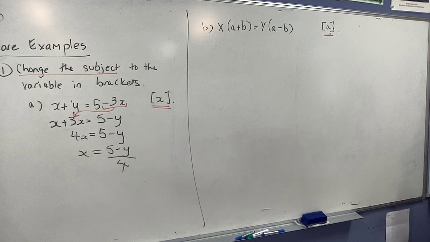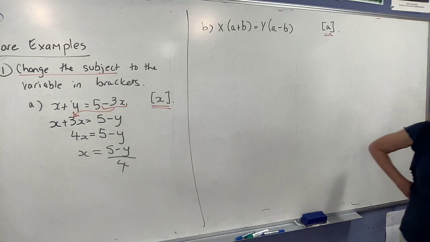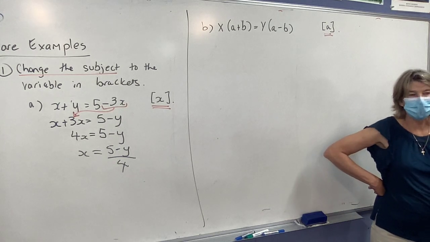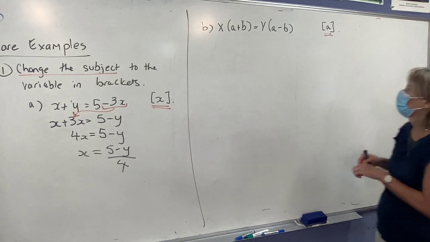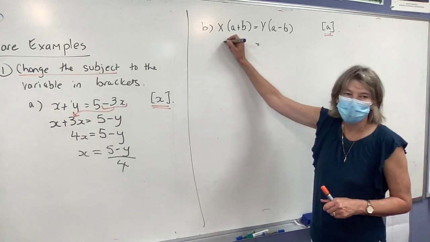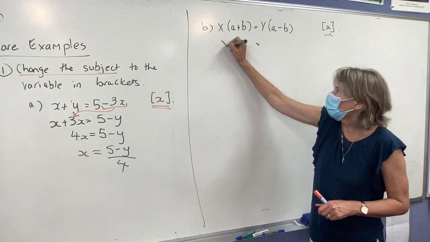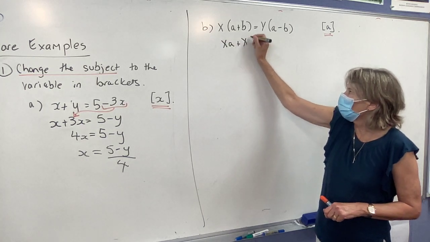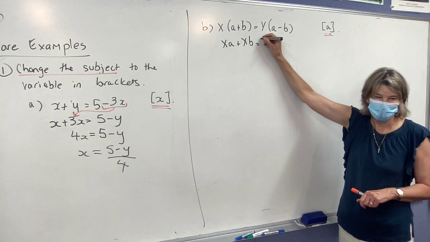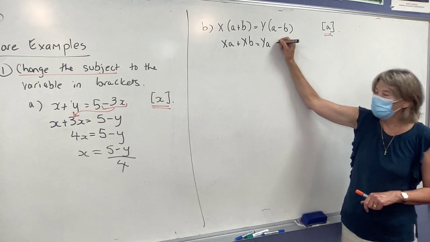Have you finished, Nixon? Can you start us off? Trying to figure out what to do. Okay, stop thinking and start doing. So if you're not sure, do something. So off you go, let's do something. So we get x times a plus b, so xa plus xb. Keep going. And the same to the other side, so it would be ya minus yb.